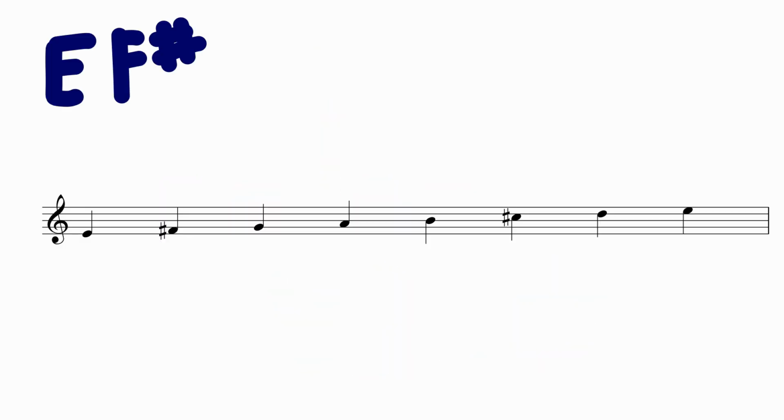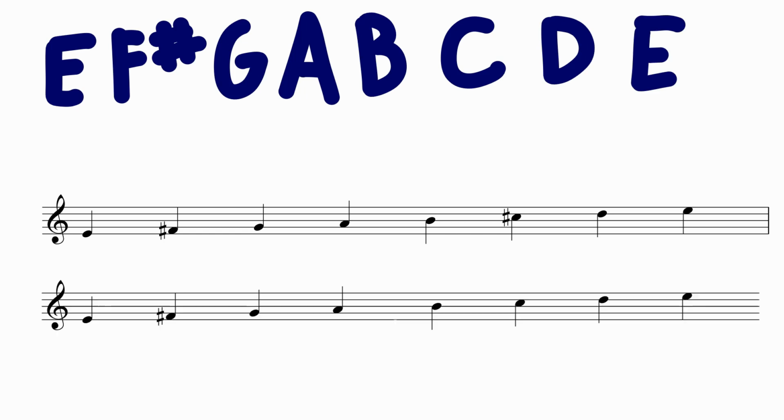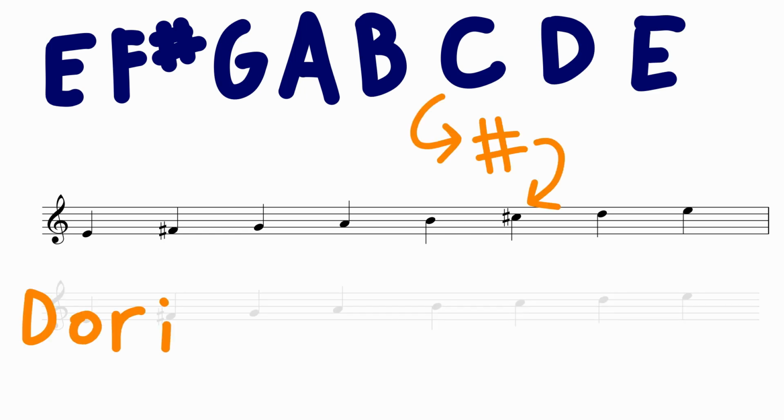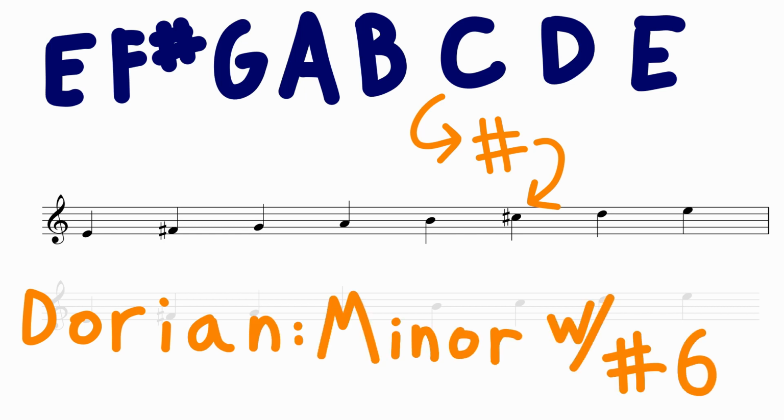We can also understand modes as edited forms of a scale. Here is what we just figured out to be E Dorian. This looks suspiciously similar to E minor. The only difference is that in E Dorian, the C is C sharp, so we have a raised 6th, which is the pattern of all Dorian scales.